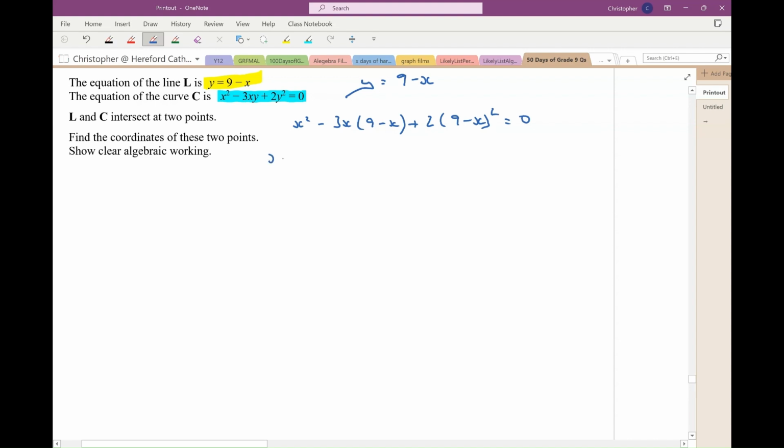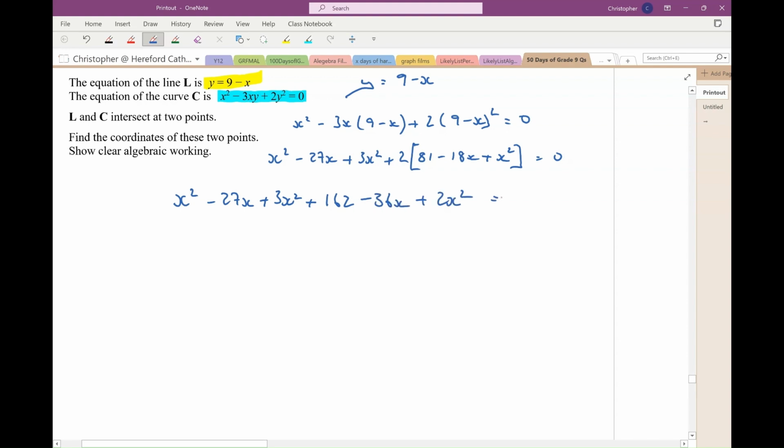So x squared minus 3x times 9, so that's 27x, minus minus is a plus 3x squared, plus 2, open a big bracket. Right, 9 minus x squared, well 9 nines are 81. Going to get minus 9x, so minus 18x plus x squared equals 0. Right, so x squared minus 27x plus 3x squared plus twice 81, 162, minus 36x plus 2x squared equals 0.